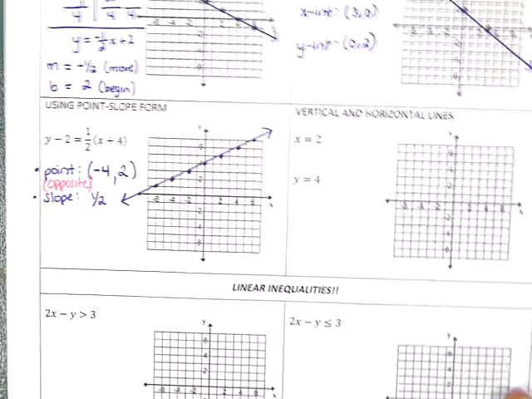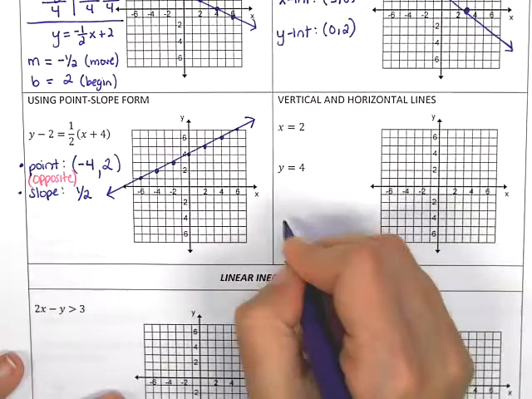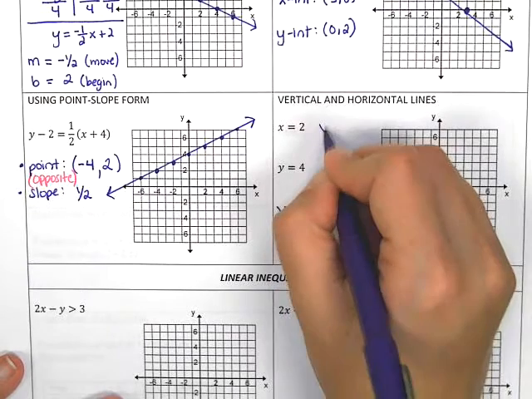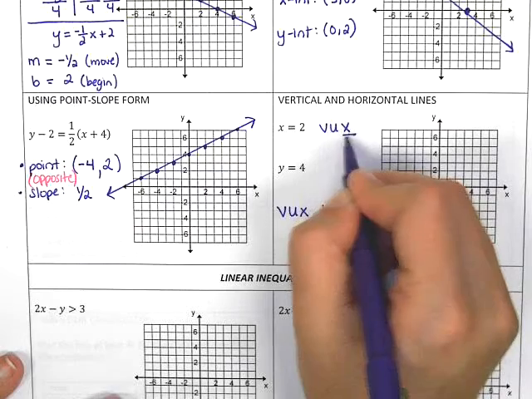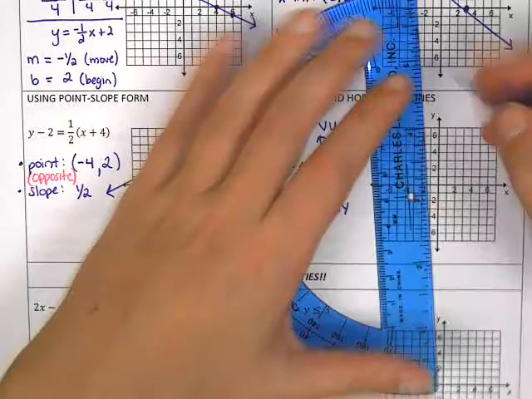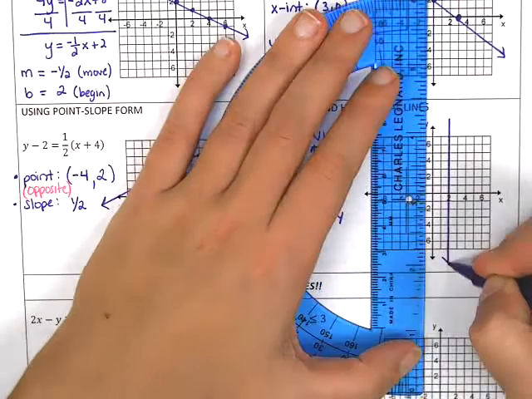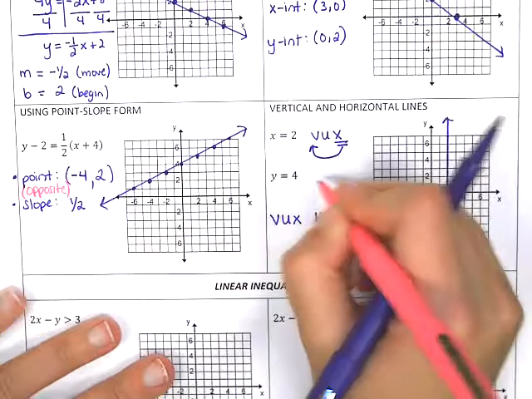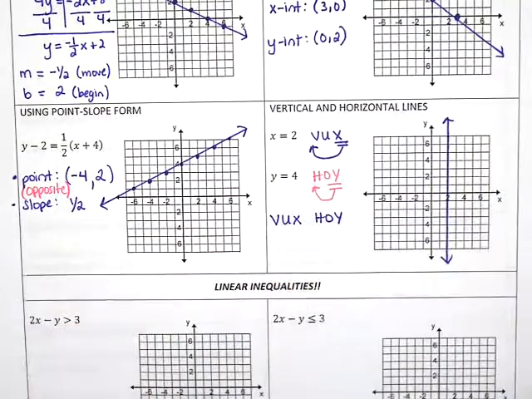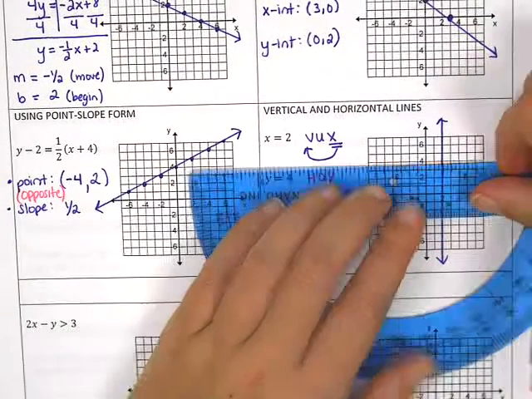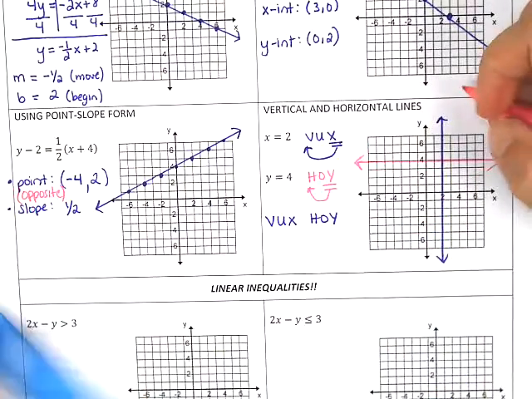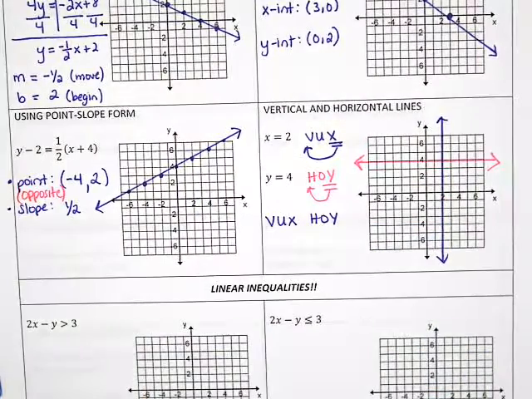Last but not least, we've learned how to graph vertical and horizontal lines. We said the magic word for these kinds of graphs was vuxhoy. So if I want to graph the vertical line, x equals 2, I know that because the equation uses the letter x, it must be vertical, and it must be on the number 2. If I want to graph the equation y equals 4, I know because the equation uses the letter y, it must be a horizontal line, and it would be on the number 4. Now you're noticing I'm using two different colors here because I'm graphing two different lines on the same graph. I want to remember which one went with which equation.